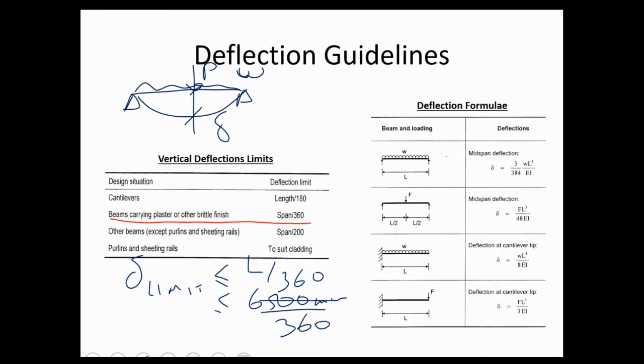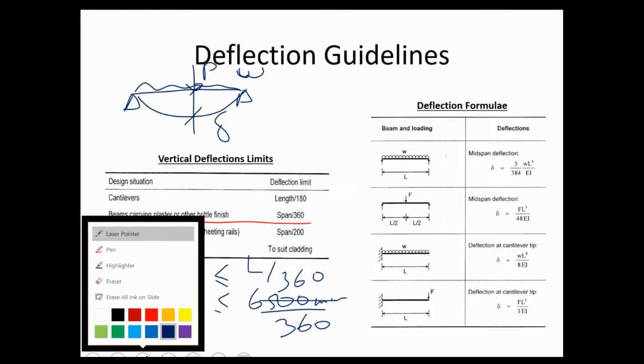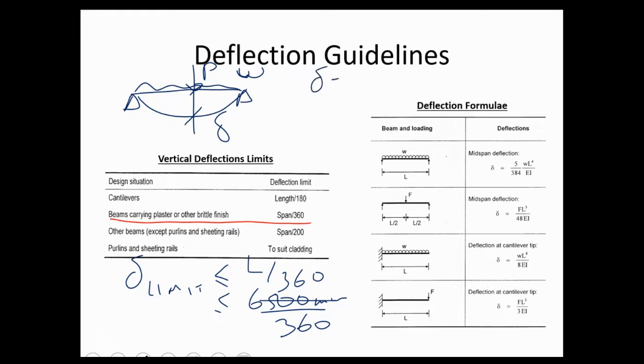And then what have we got? Well, we've got a point load here, and we've got a UDL as well, so we have to use superposition. Therefore, the deflection of the section is going to be equal to 5 over 384 times omega L to the 4 over EI, that's due to the UDL, plus, due to the point load, PL cubed over 48 EI. Okay, so that's the deflection.